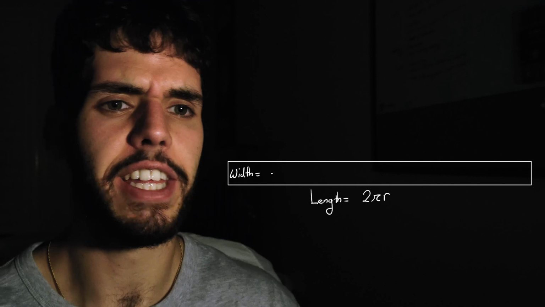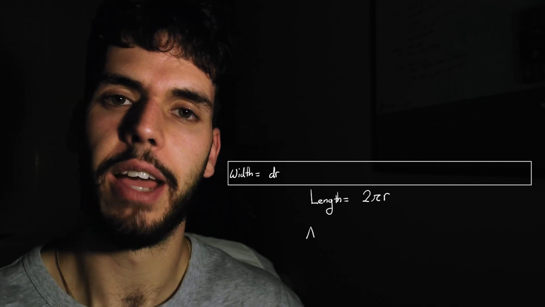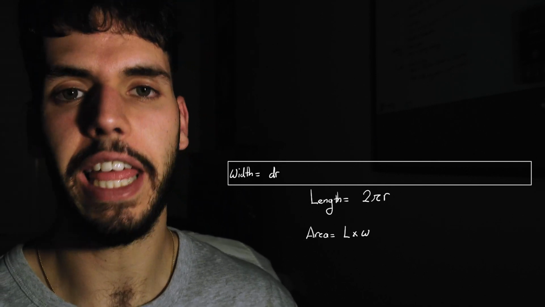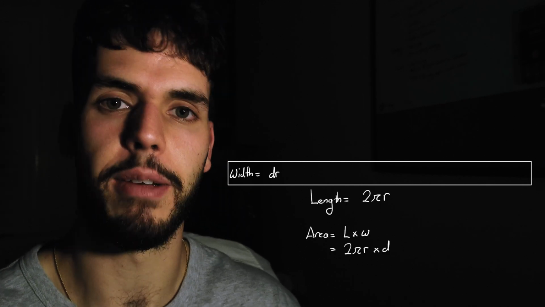Now, being a shape that we know, we have its length being 2 pi r, the segment's circumference, and then its width being our thickness, dr. And being an area we know how to calculate, we simply do length by width and we get the area of that segment. Easy, done. Okay, let's do it for each segment.